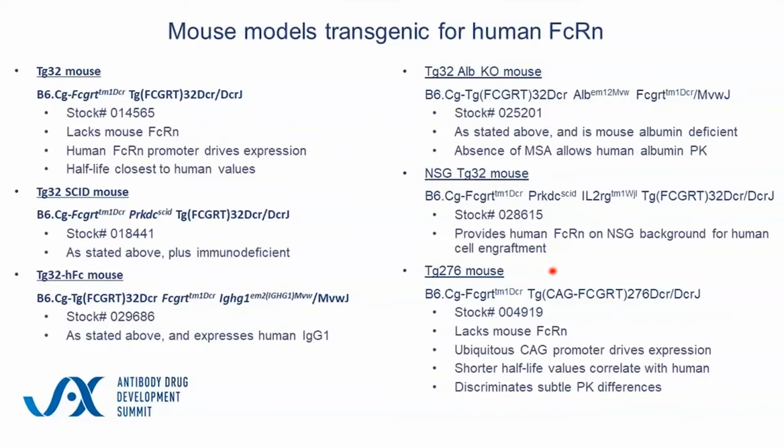And the last model is the TG276. This mouse has ubiquitous expression using the CAG promoter. And the outcome is that it has shorter half-life values that correlate well with human. And the outcome of this is that this model does a great job of discriminating subtle PK differences. And I'll show you an example of that in the next slide.